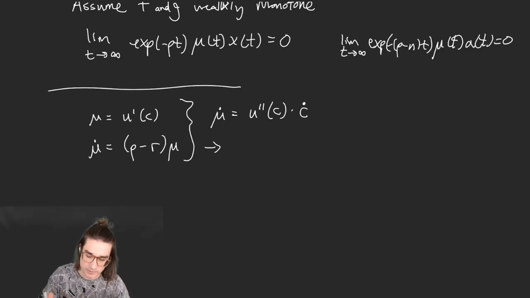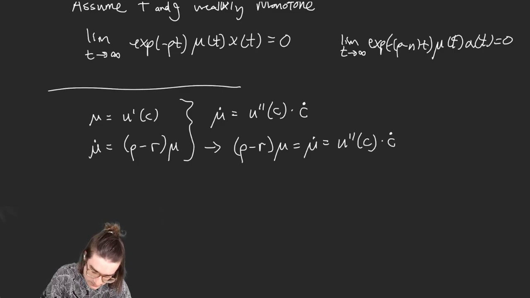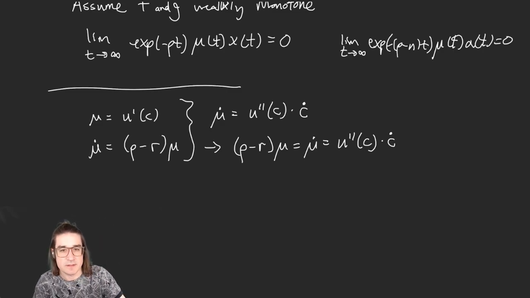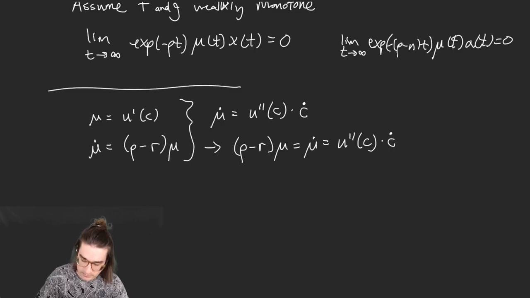There's a quicker way, but we'll do this the old-fashioned way right now and then discuss. So then we get rho minus r times mu is equal to mu dot, which is equal to u double prime of c times c dot. Now, it's important to remember the c dot, because we're suppressing time subscripts, so it's easy to forget what's depending on time. But c is c of t. It's a path, the optimal path. So we have rho minus r times mu equals mu dot equals u double prime of c times c dot. We also know that mu is equal to u prime. The u and mu thing turns out confusing.